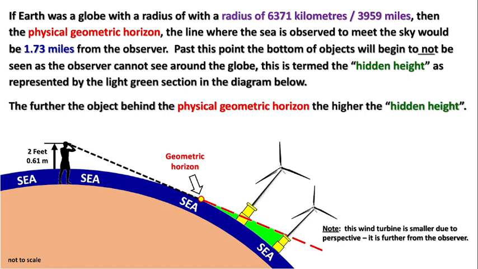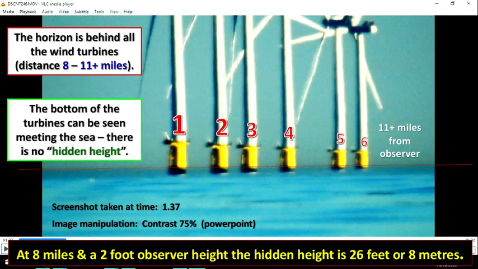Note, this wind turbine is smaller due to perspective. It is further from the observer. The horizon is behind all the wind turbines, distance 8 to 11 plus miles. The bottom of the turbines can be seen here meeting the sea. There is no hidden height. A screenshot taken at time 137, image manipulation contrast 75%. At 8 miles and a 2-foot observer height, the hidden height is 26 feet or 8 meters.